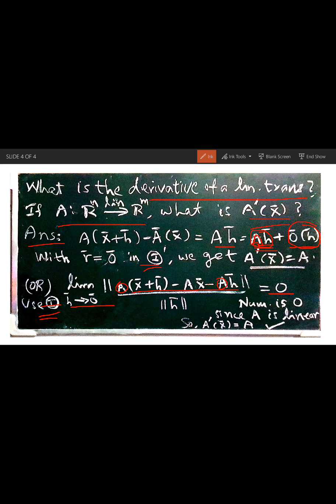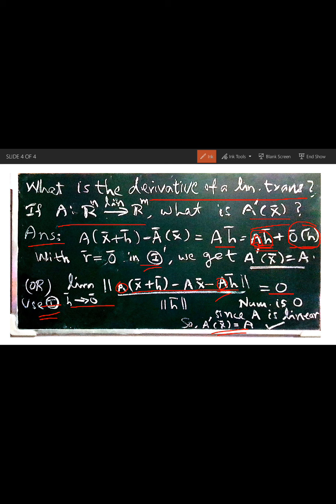So what is A dash of x? It is precisely this thing. So A dash of x is equal to A. So either you can use 1 dash or you can use 1 to conclude that the derivative of a linear transformation is the linear transformation itself. So A dash of x is equal to A itself. Hope you understood.